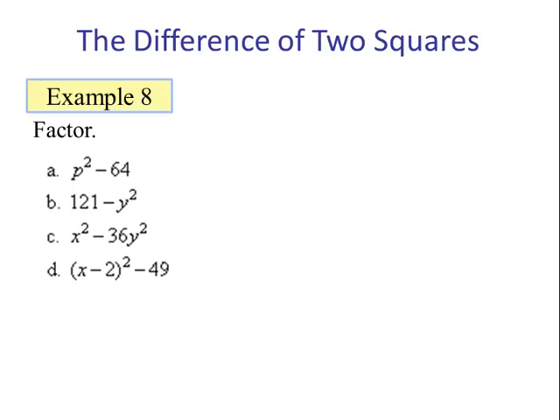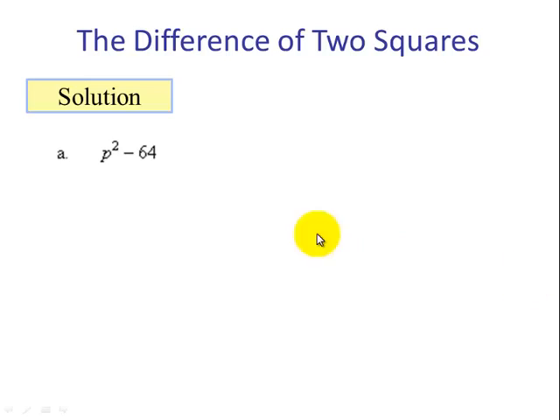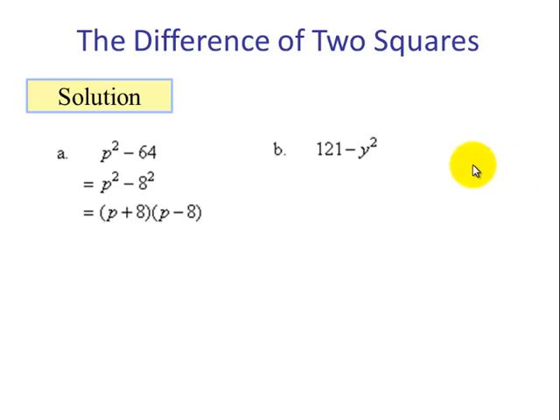Example 8. Factor A, p squared minus 64, B, 121 minus y squared, C, x squared minus 36y squared, D, x minus 2 quantity squared minus 49. A, this is a perfect square minus another perfect square, so it factors to p plus 8 times p minus 8. B, 121 is a perfect square, so is y squared. Square root of 121 is 11, so we have 11 plus y times 11 minus y.